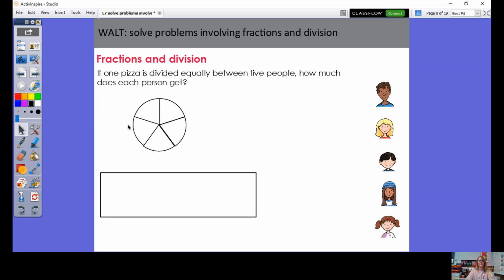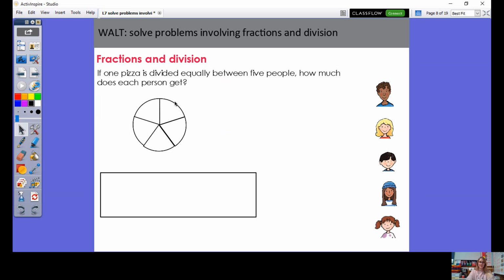So let's look at another example. If 1 pizza is divided equally between 5 people, how much does each person get? So I'd just like you to pause the video for a moment and think about how much each person is going to get, what fraction that is going to be. So pause the video and have a think and then come back when you're ready.